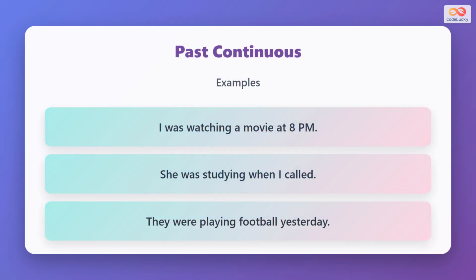Here are examples of past continuous. I was watching a movie at 8 p.m. at that specific time. The watching was in progress. She was studying when I called. The studying was happening, it was ongoing. They were playing football yesterday. The playing was continuing at that time in the past.